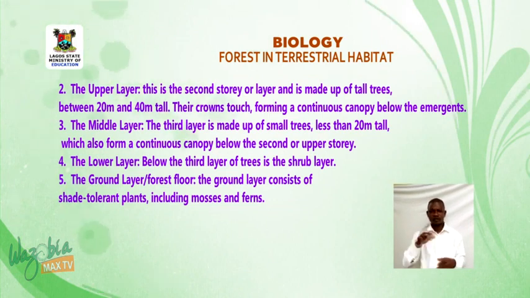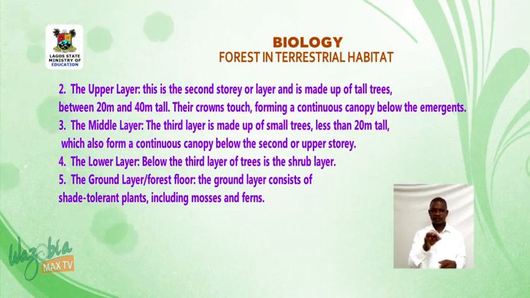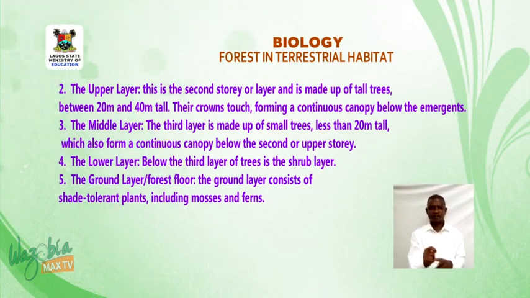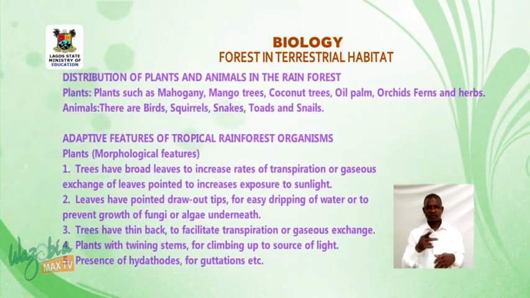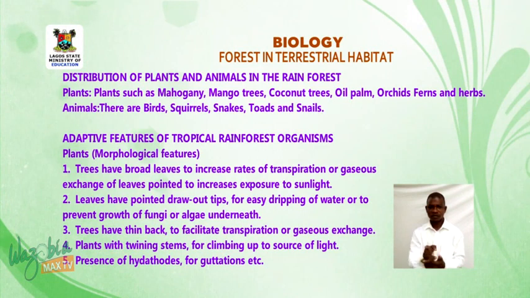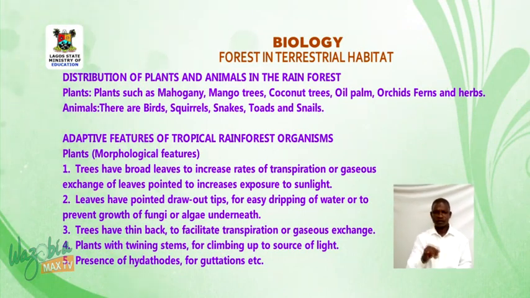Including mosses and ferns. You see mosses and ferns there. Those are the ones that you see in the ground layer. Now let's look at the distribution of plants and animals in the rainforest.